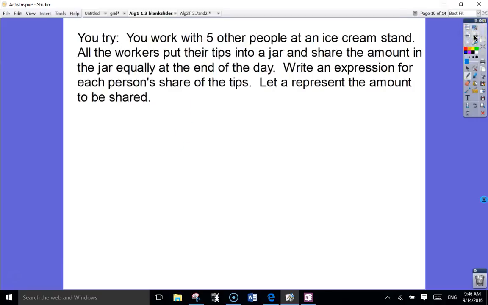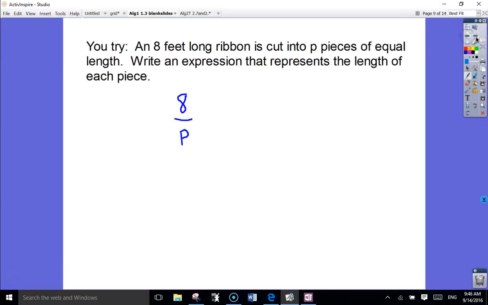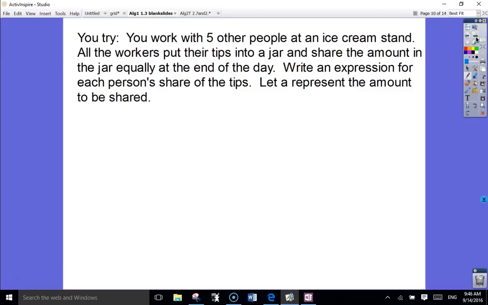Okay, you try. It's another you try. You work with 5 other people at an ice cream stand. How many people then are working at the ice cream stand? Okay, 6. All the workers put their tips into a jar and share the amount in the jar equally at the end of the day. Write an expression for each person's share of the tips. Okay, let A represent the amount to be shared.